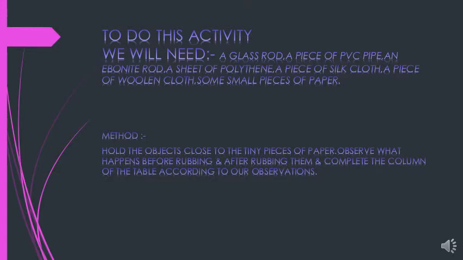To do this activity, we will need a glass rod, a piece of PVC pipe, an ebonite rod, a sheet of polythene, a piece of silk cloth, a piece of woolen cloth, and some small pieces of paper. So the method is: hold the objects close to the tiny pieces of paper. Observe what happens before rubbing and after rubbing them, and complete the column of the table according to our observations. Now let's see the table.